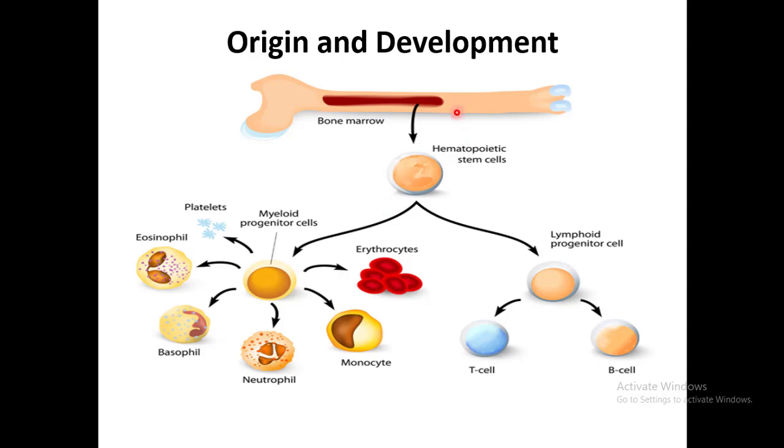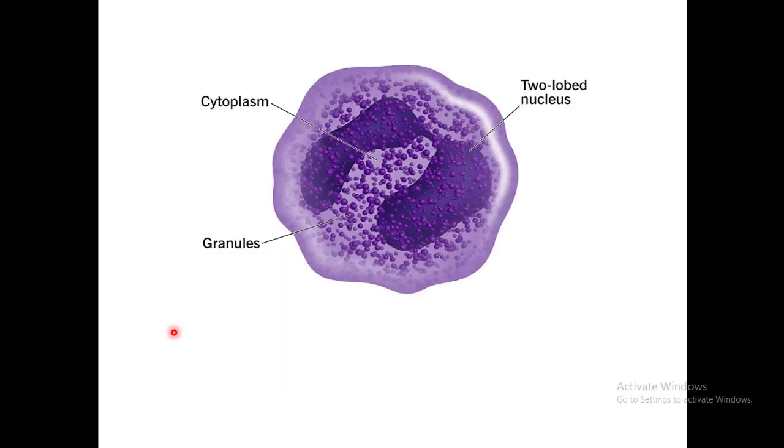Then I told you about the origin and development of the basophils, that the bone marrow has the hematopoietic stem cell. The hematopoietic stem cells, along with other cells, give rise to the myeloid progenitor cell, and the myeloid progenitor cell leads to the origin and development of the basophils along with the other granulocytes like the neutrophils and the eosinophils.